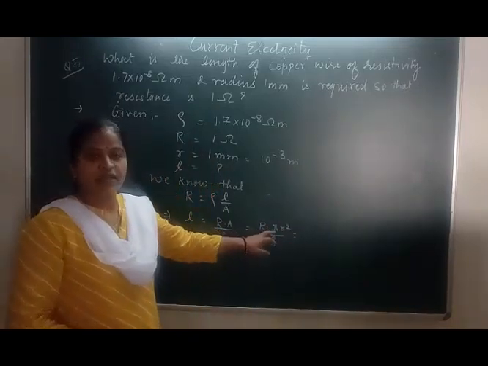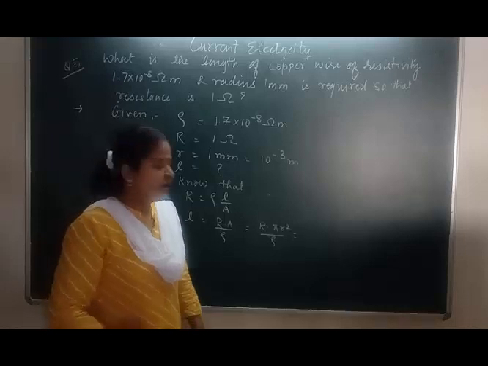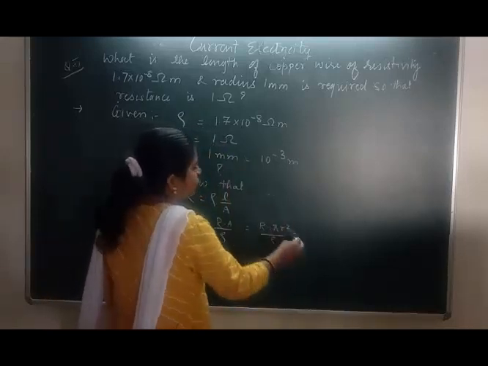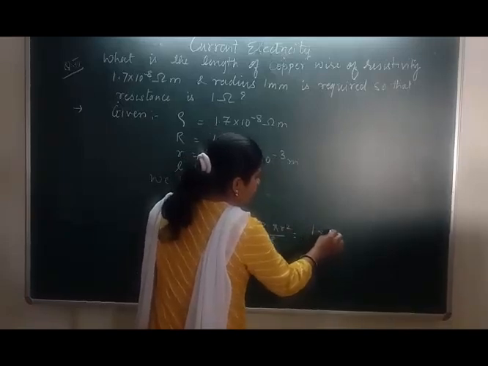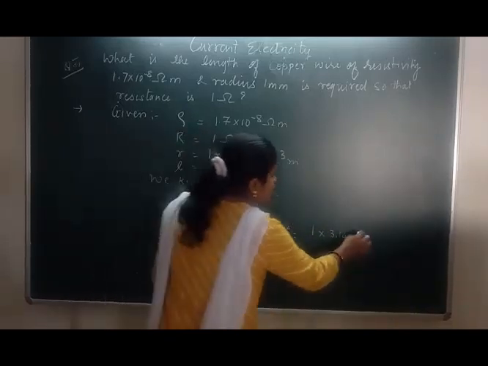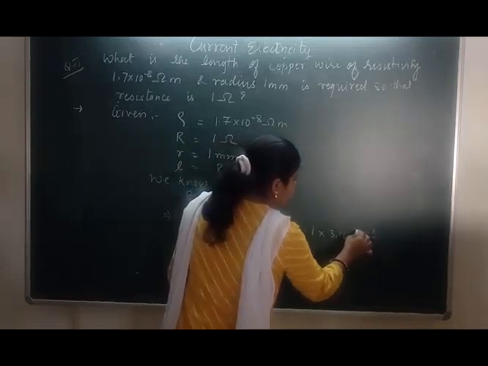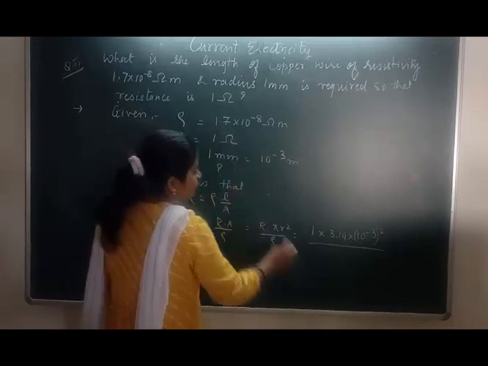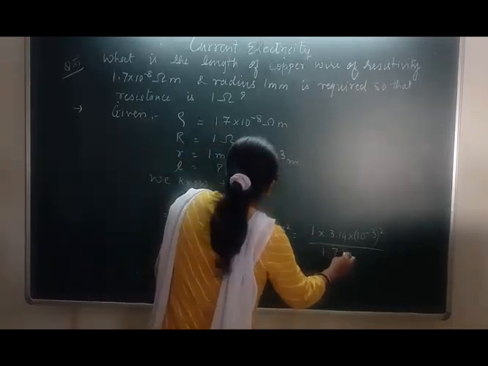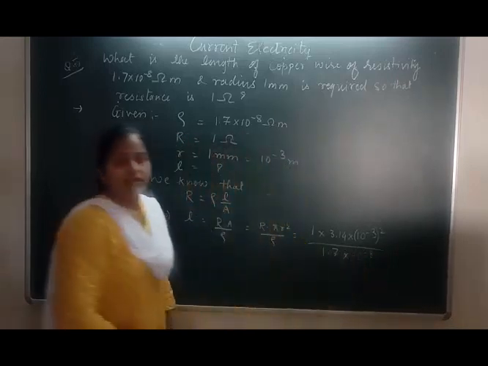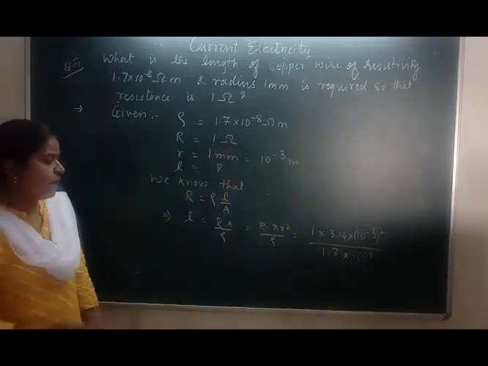Okay, pi value is equal to 3.14. So we will put the value. R value is given 1 ohm, 1 into 3.14 multiplied by radius 10 raised to power minus 3 square. Its value is 1.7 into 10 raised to power minus 8. This 1.7 into 10 raised to power minus 8.